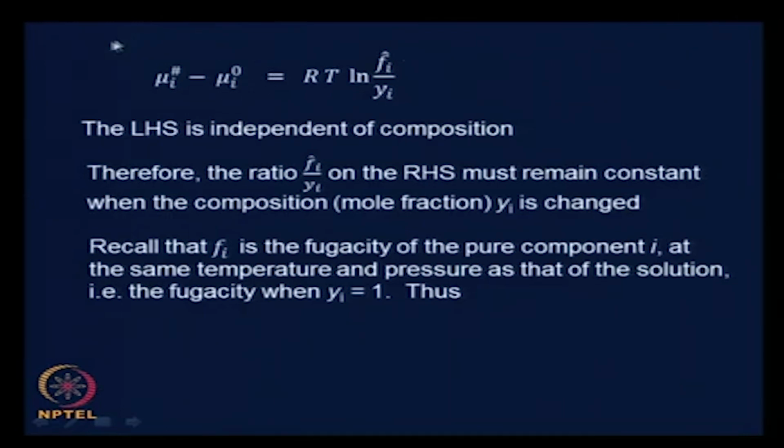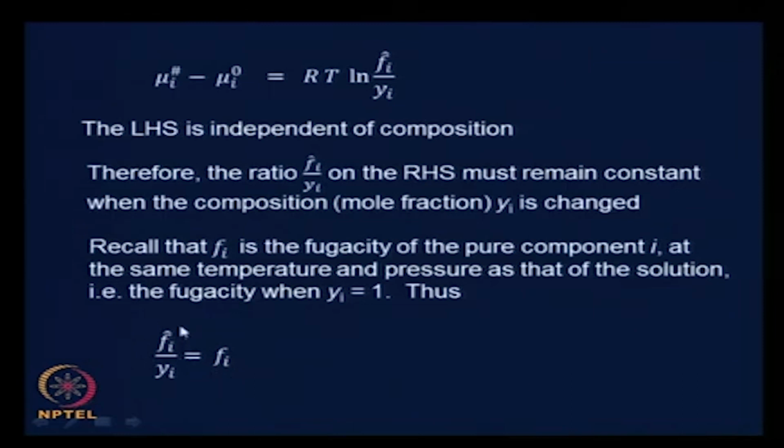We said that the left hand side is independent of composition, therefore the right hand side should also be independent of composition, but you have a term for the composition y_i here. Therefore, the only way by which the right hand side will be independent of composition is if the ratio f_i hat by y_i remains a constant when y_i is changed, and we had used that argument to get to this expression: f_i hat by y_i must be equal to f_i by 1.